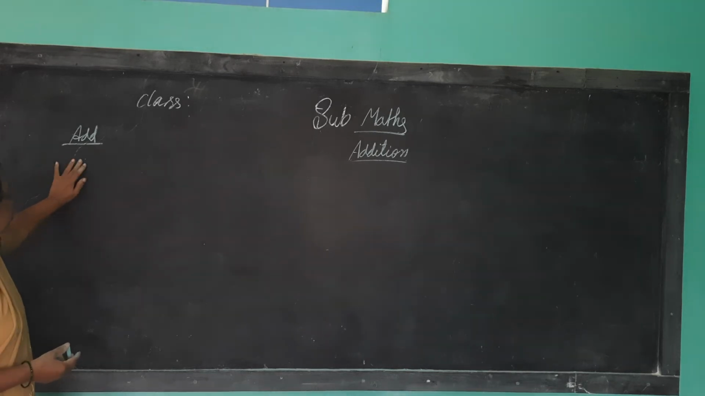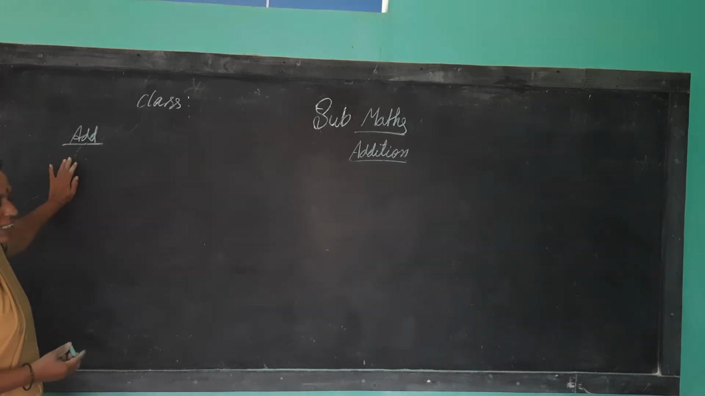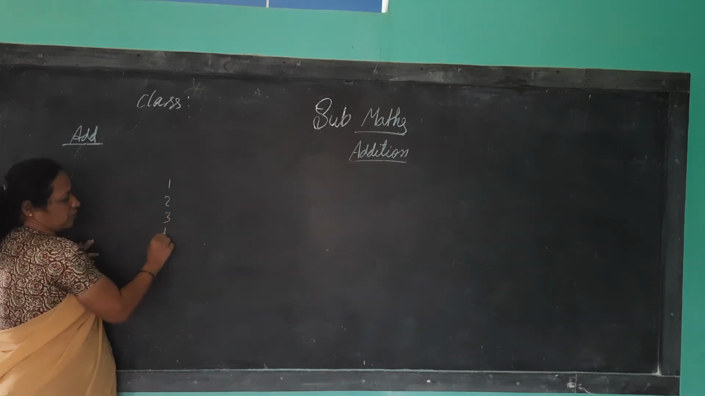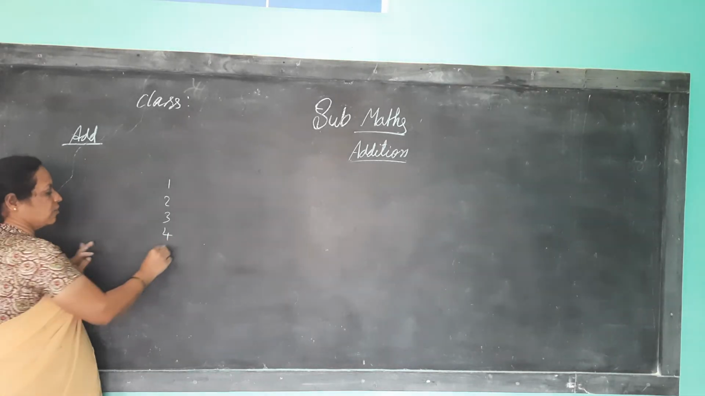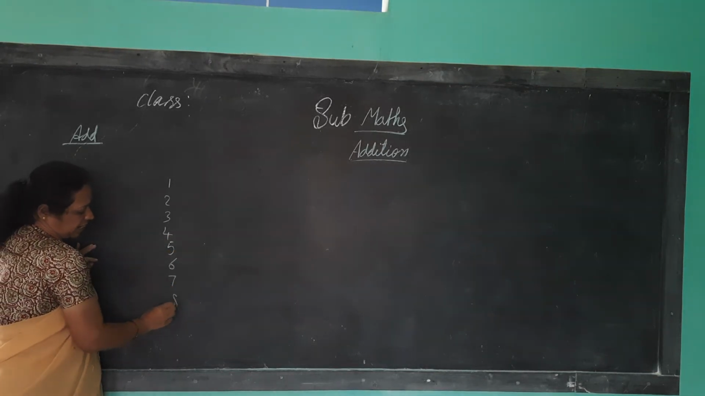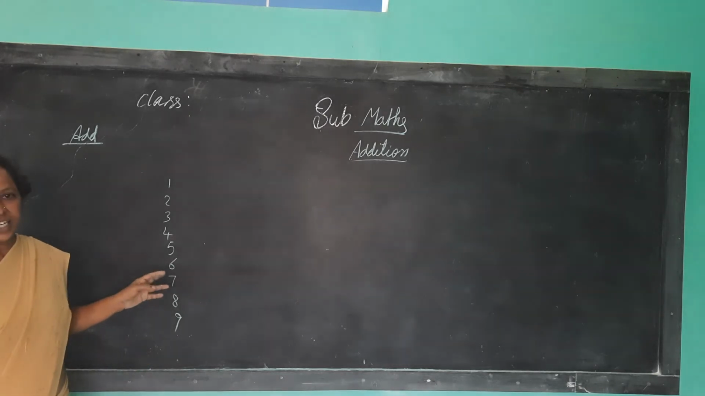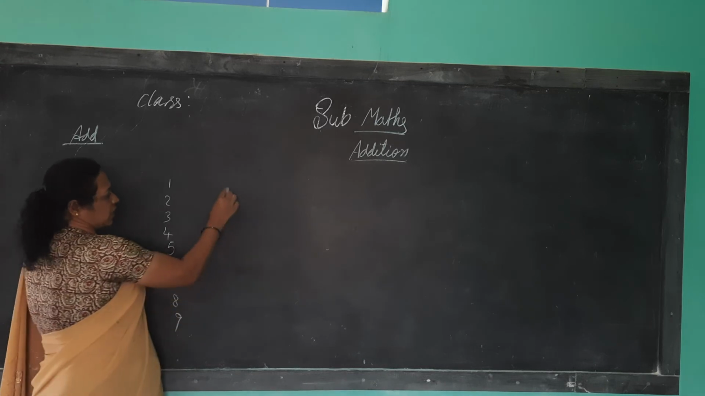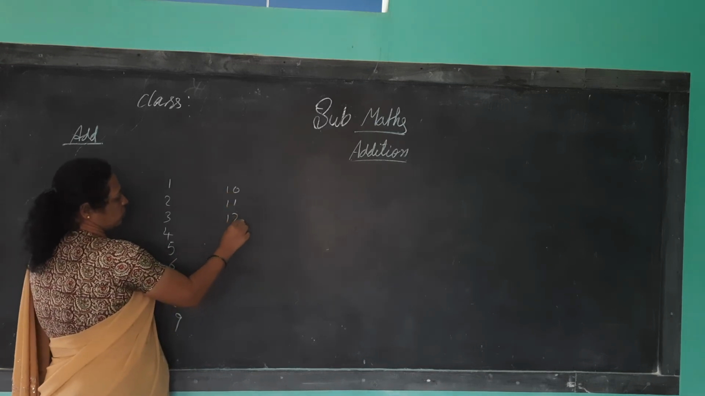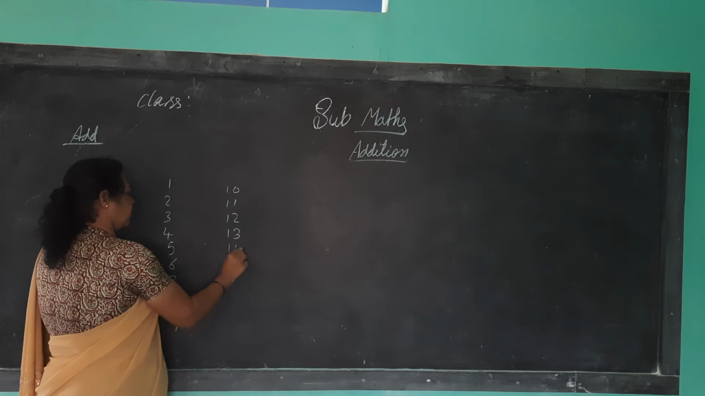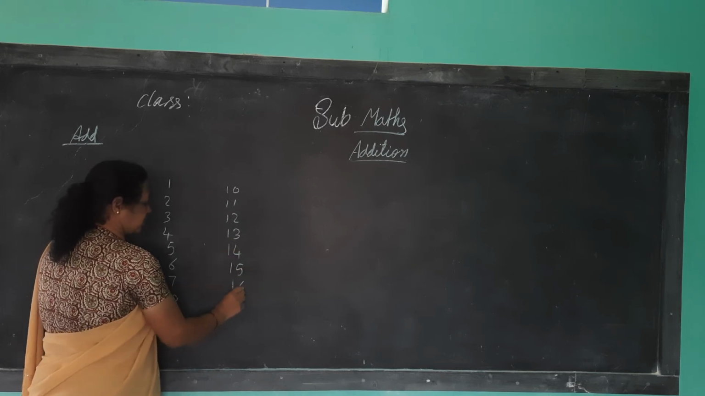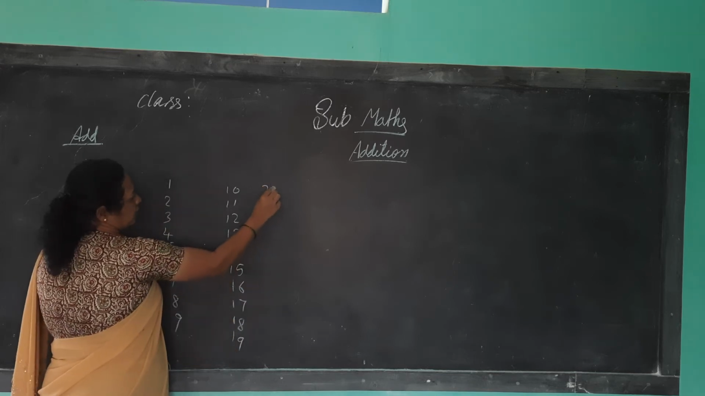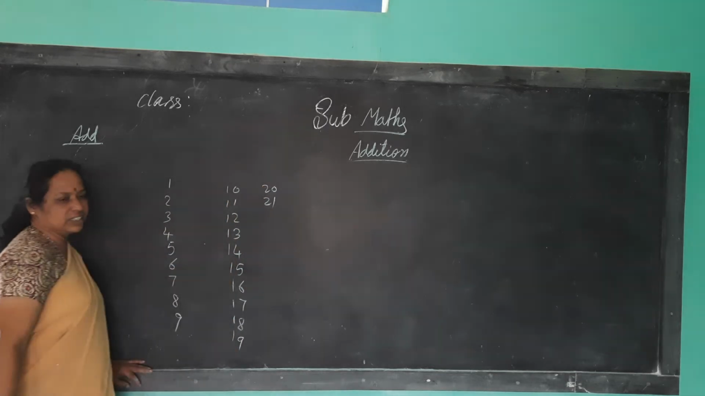Okay. Addition of 2-digit numbers we are going to learn. You know that 1, 2, 3, 4, 5, 6, 7, 8, 9 are all single digits. After 9 what will come? 10, 11, 12, 13, 14, 15, 16, 17, 18, 19. After 19 comes 20, then 21, like that you have learned, children.